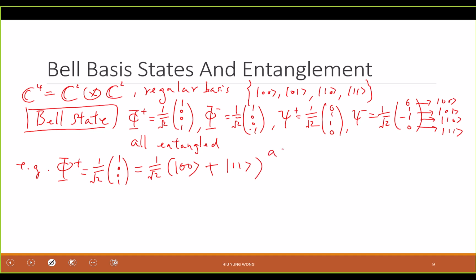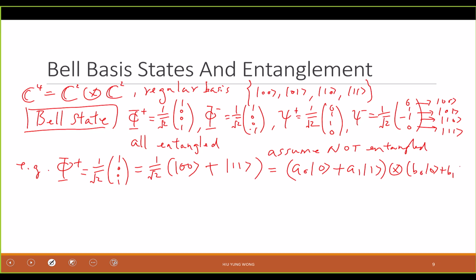Assume it is not entangled. Then I can write this as, let me call it, A0 |0> plus A1 |1>, tensor product, B0 |0> plus B1 |1>. Do you agree with what I'm saying? This is X, this is Y. If it is not entangled, then of course I can write it as a tensor product of 2 vectors, in the lower space, in the C2 space. Any questions?